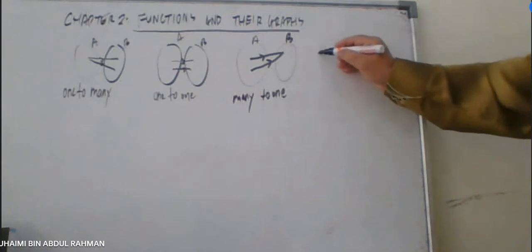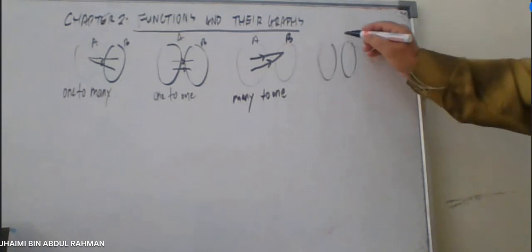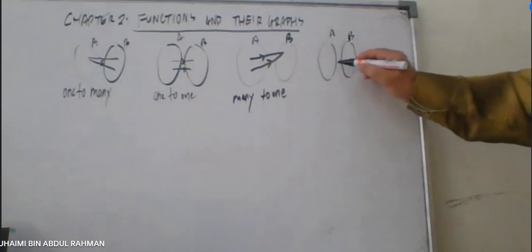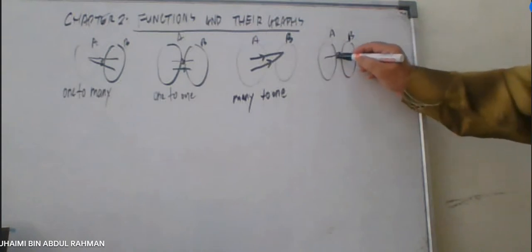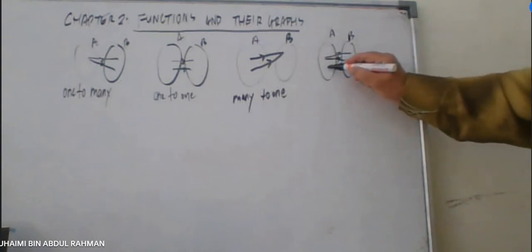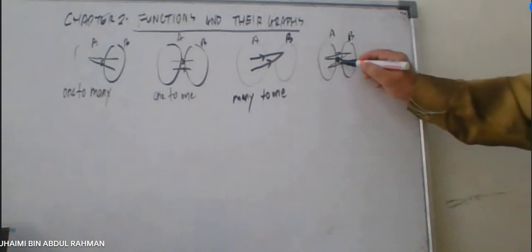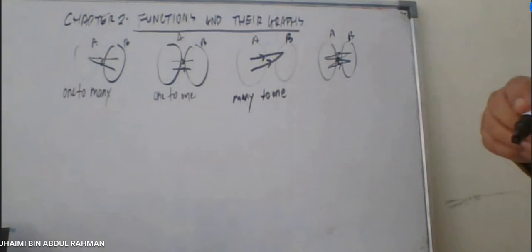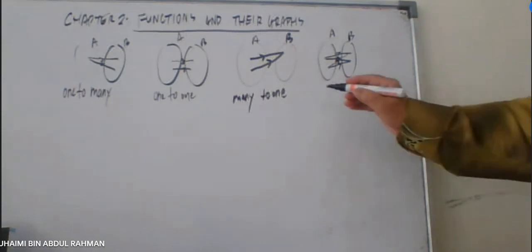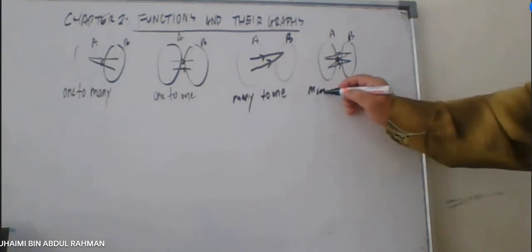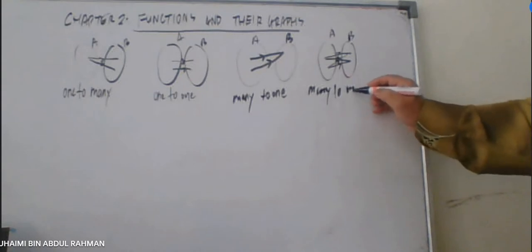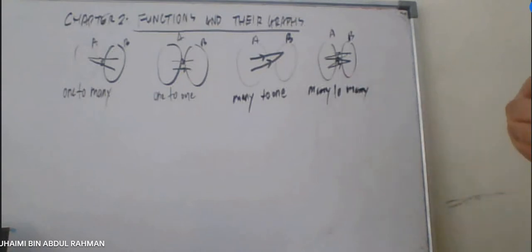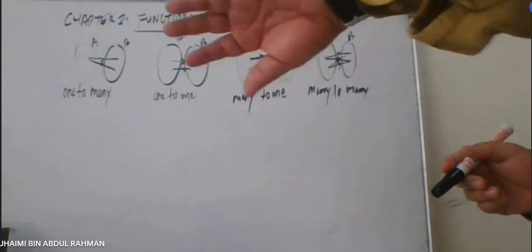And we may have the relations from set A to set B where many elements in set A go to many elements in set B. This is what we call the relations of many to many. All those four, they are relations.